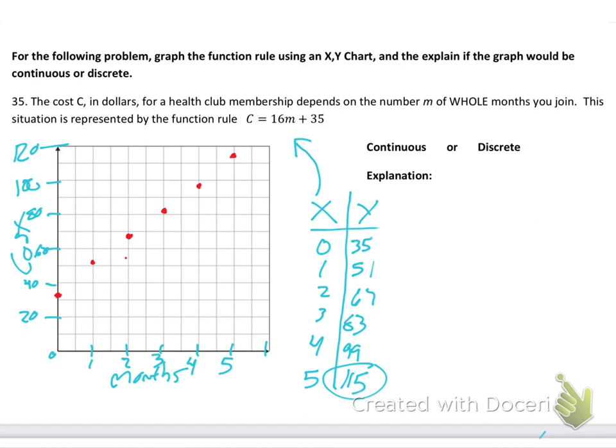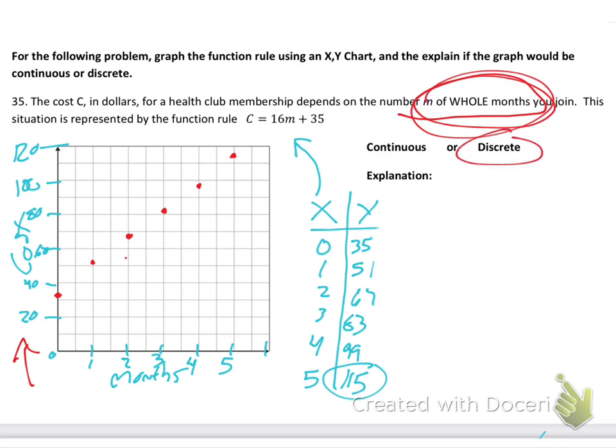So then you have to say, is this going to be continuous or discrete? So if, for example, can you have half a month, right? So you might be thinking, yes, it can be continuous because look at the cost, but it's asking depending on the number of whole months. So it's going to be discrete because it's whole months. Or you could also write can't have half a month.